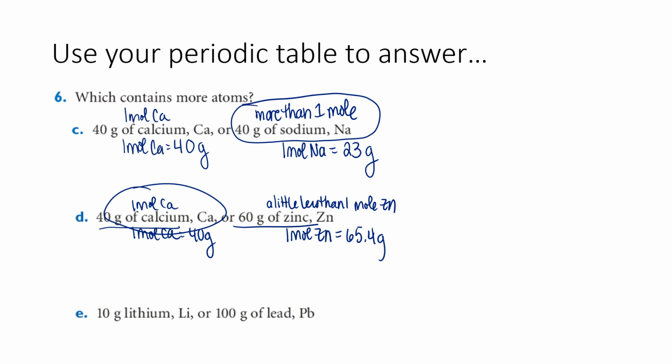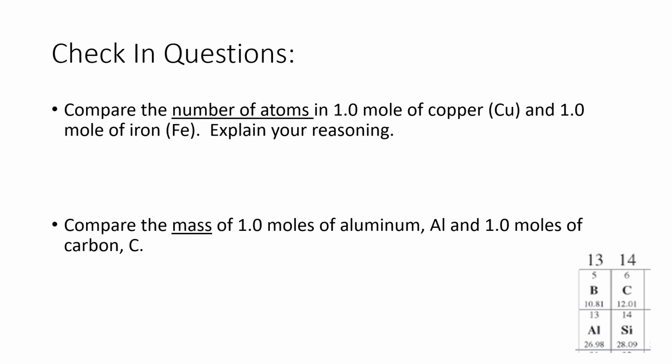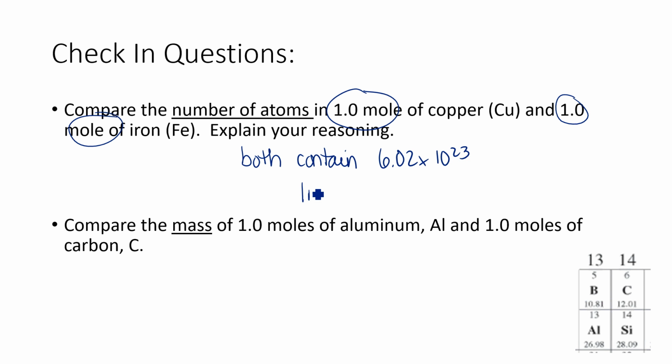So you can see our process here. We're just trying to use this idea of molar mass. And then here's a last check-in question. Compare the number of atoms in 1 mole of copper and 1 mole of iron. Well, if you have a mole of copper and a mole of iron, they both contain the same number of atoms, because a mole means a certain number of atoms, and it doesn't matter what you're talking about. It could be copper, it could be iron, it could be hydrogen, it doesn't matter. A mole always means 6.02 times 10 to the 23rd atoms. So these two things have the same number of atoms.